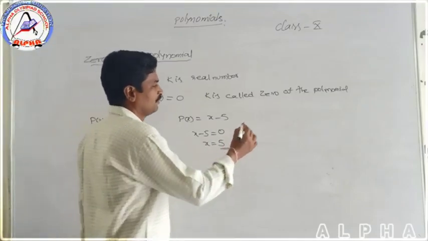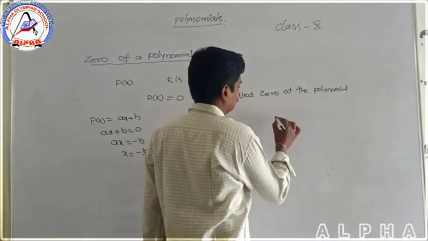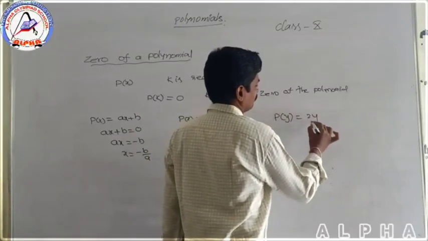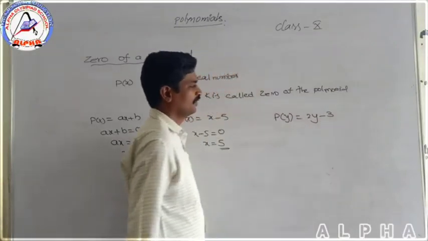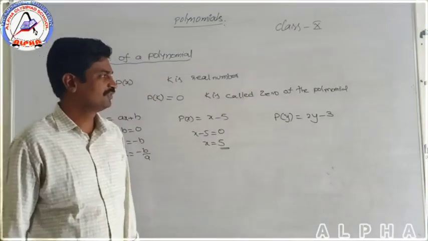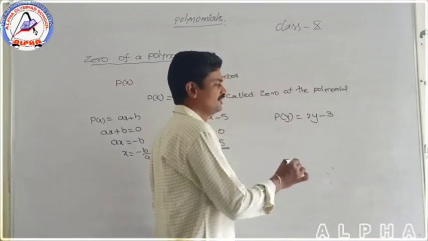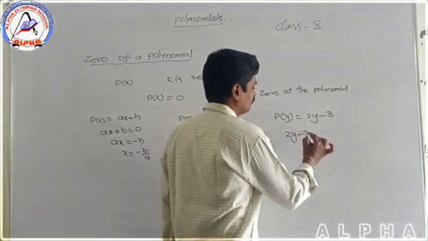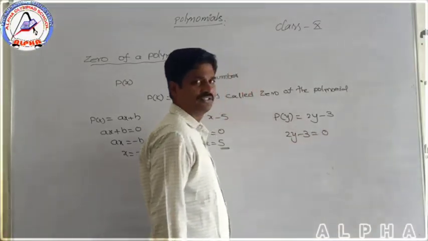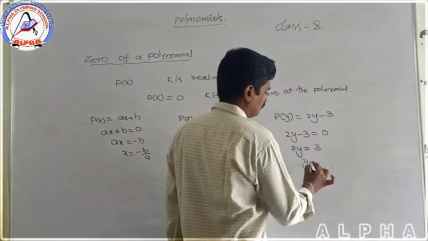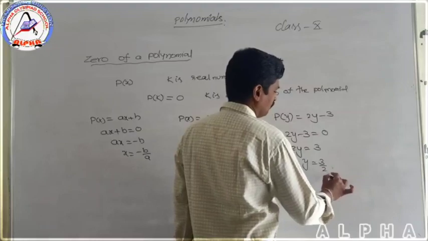Suppose, what is the zero of p of y is equal to 2y minus 3? We have to find its zero. Just equate it to 0. That is, 2y minus 3 is equal to 0, so 2y is equal to 3, and y is equal to 3 by 2. We will find it like this.